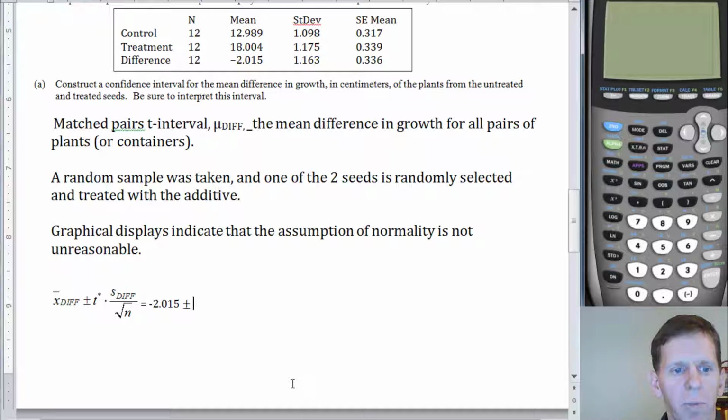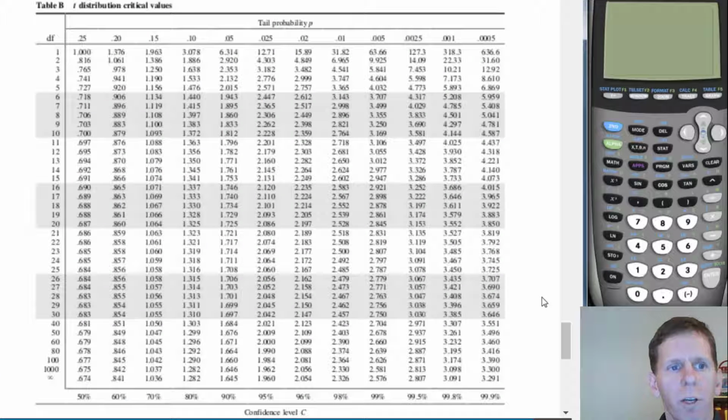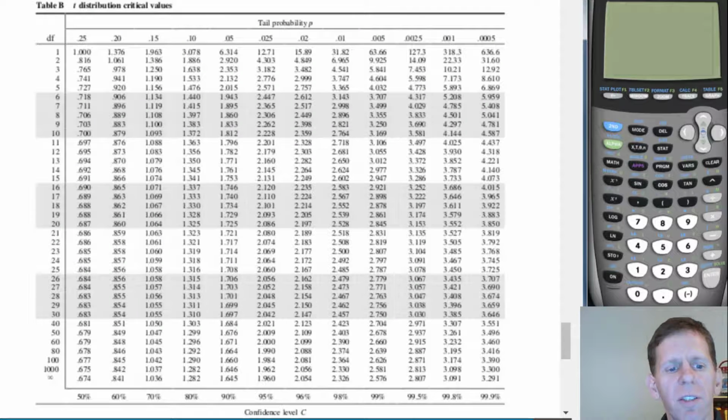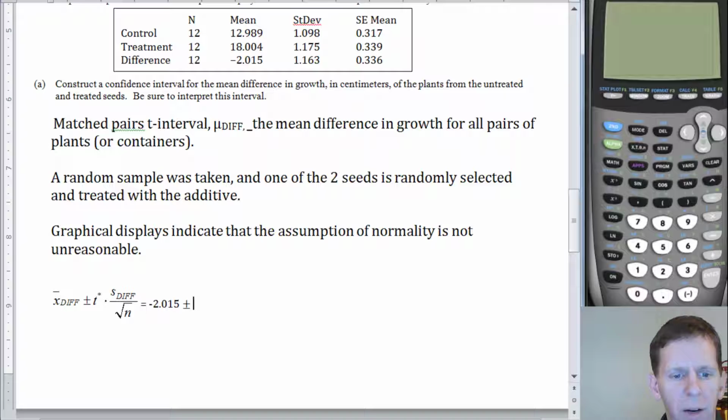Then we include the plus or minus. Now we need to figure out what T star is equal to. For this, we're going to go to your table B in your green packet. Remember that our problem asks you to just calculate a confidence interval. It doesn't say what percent to use, so if it doesn't give you a percent to use, usually we use the default of 95%.